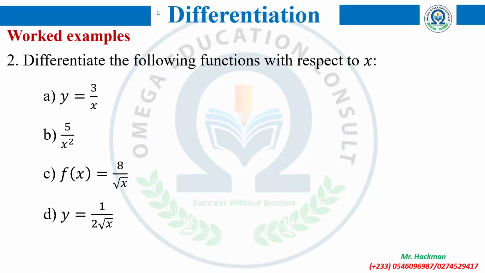First of all, I'll change the function, which is y equals 3 on x. y is equal to 3x exponent -1. Then differentiate from there.